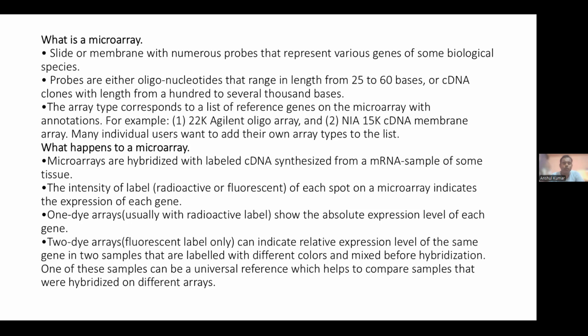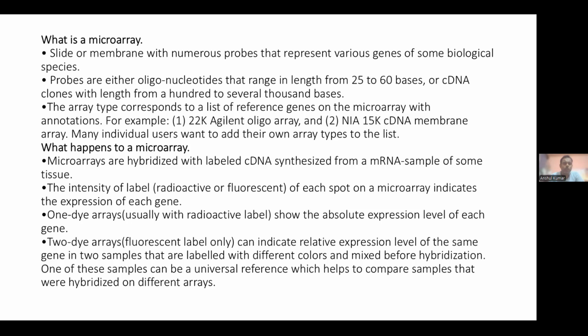These are basically the probes which are used, and as I told you, they are identical to the antibodies used in the ELISA technique. So probes are either oligonucleotides that range in length from 25 to 60 bases, or cDNA clones with length from 100 to several thousand bases. The array type corresponds to a list of reference genes on the microarray with annotations. For example, a 22K Agilent oligo array or a NIA 15K cDNA membrane array. These are some examples of microarrays. Many individual users want to add their own array types to the list.